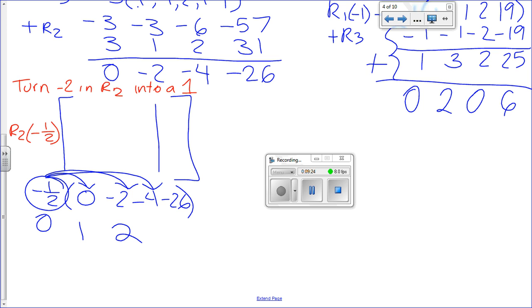So we're doing the multiplicative inverse of R2 then to get negative 2 to 1? Yes, so the multiplicative inverse of this number. So anytime you want to make ones, you use the multiplicative inverse. Anytime you want to make zeros, you use the additive inverse. All right, and then finally, negative 1/2 times negative 26 is positive 13. So now that is my new R2.